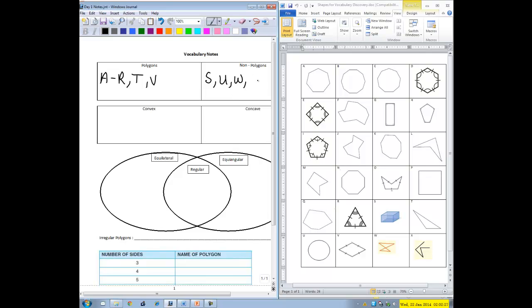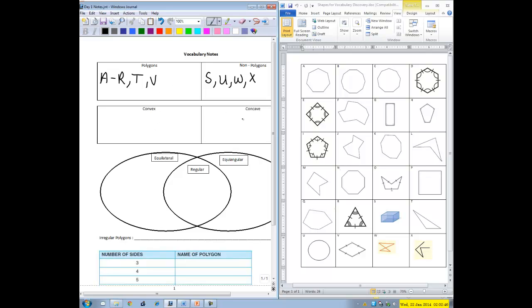W has lines that cross each other, which makes it not a polygon. It could be two polygons put together, so two triangles put together, but the whole shape itself is not a polygon. X is also not a polygon because polygons cannot be open. They have to be closed.